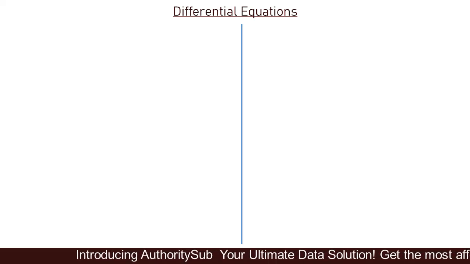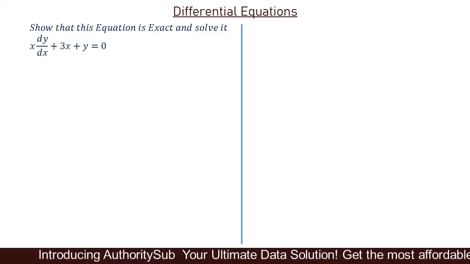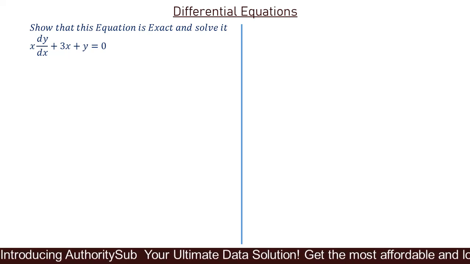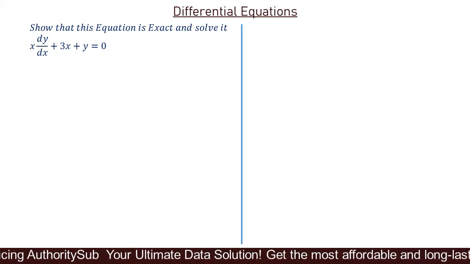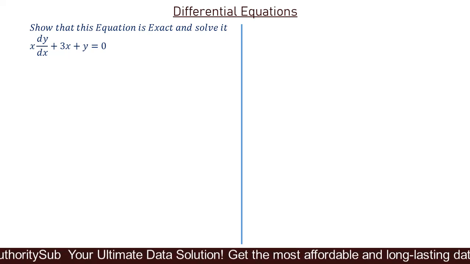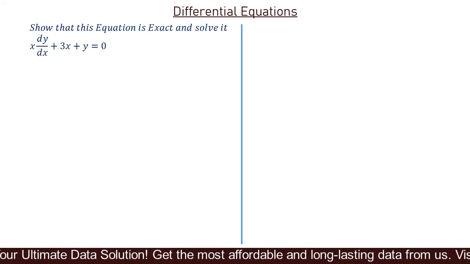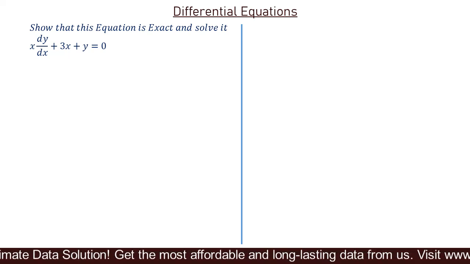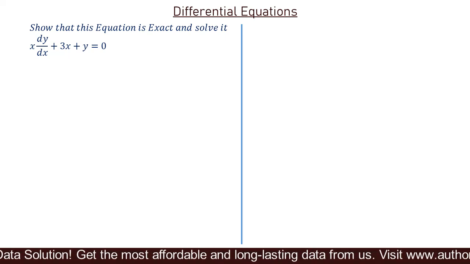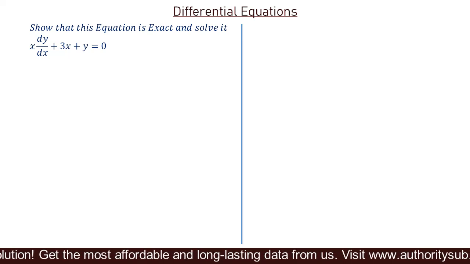Now let's go. Let's take a look at this problem. It says show that this equation is exact and then solve. Show that this equation is exact and then do what? Solve it. Okay, now let's go. We have x dy dx plus 3x plus y is equal to 0.